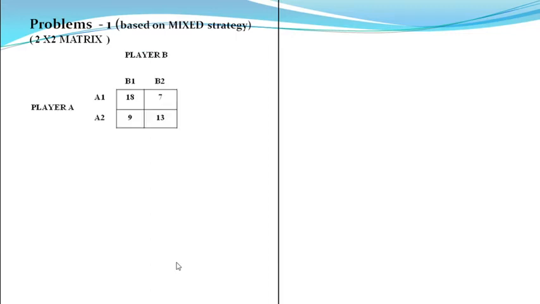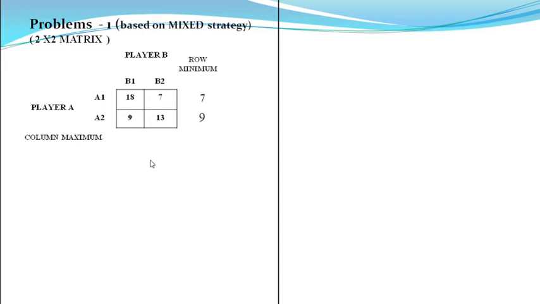We'll take a pair of matrix. This pair of matrix is a 2 cross 2 pair of matrix. First we have to consider whether maximin is equal to minimax. First we have to find whether it is equal or not. For that we have to find the row minimum. What is the minimum of 18 and 7? It is 7. 9 and 13, it's 9.